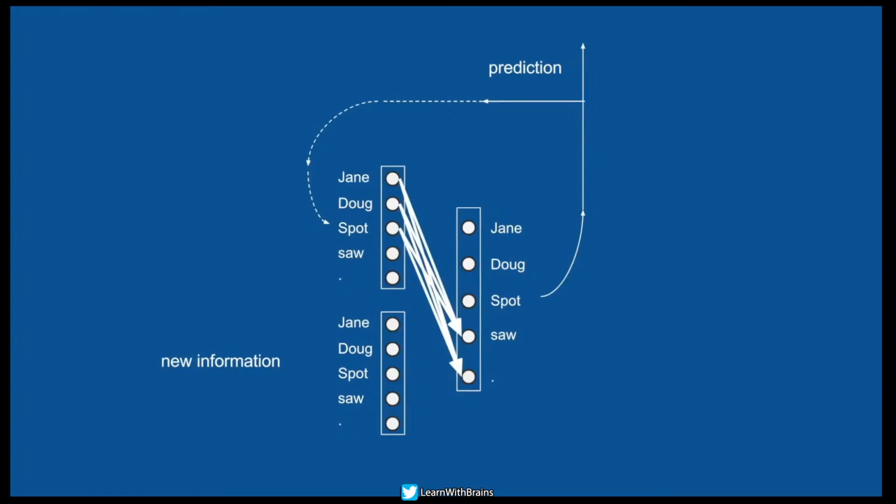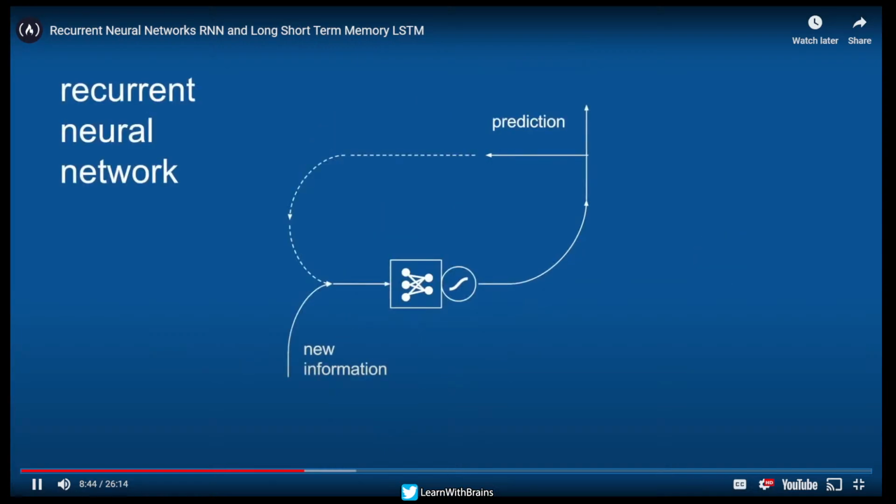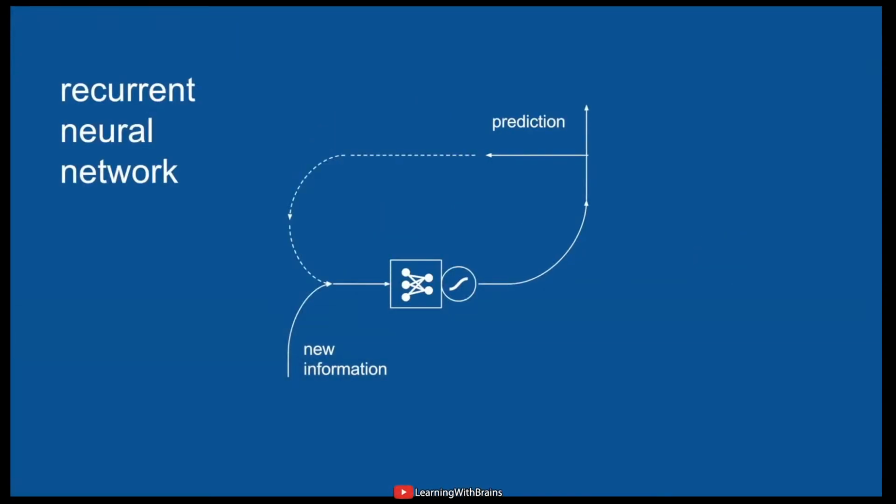Similarly, if we had predicted a name on the previous time step, we would expect those to vote also for the word saw or for a period. And then by a similar method, anytime we come across the word saw or a period, we know that a name follows. So in this formulation, we have a recurrent neural network.